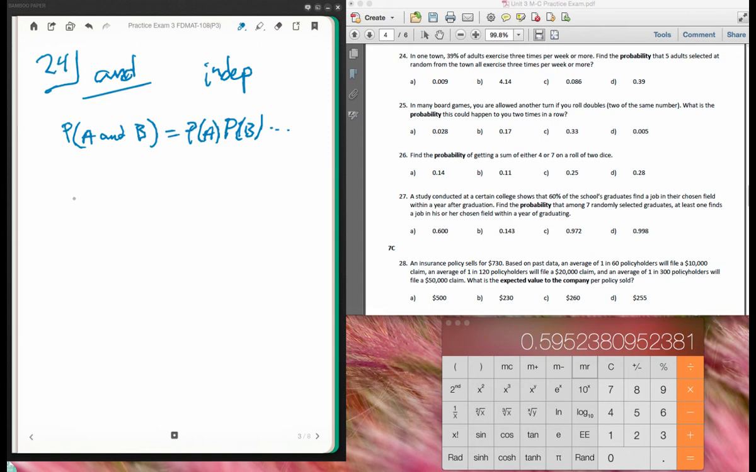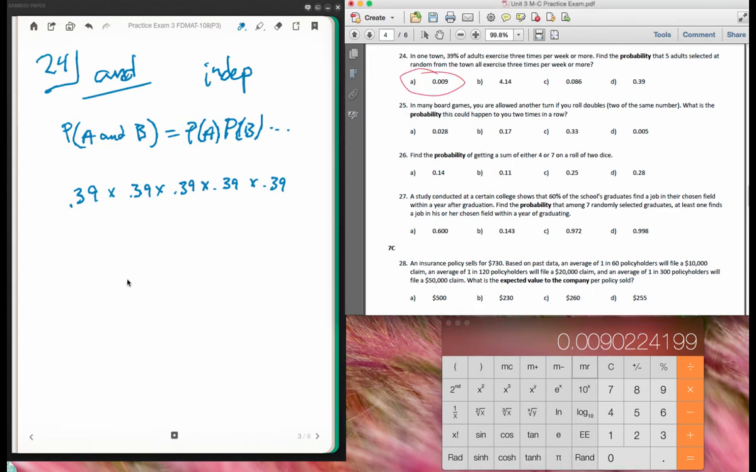So I have 5 adults, so I have 0.39 times 0.39. There's my second adult. Since it's independent, I can use the same probability for each of those. Now I have 5 adults, so I go 0.39 times 5. You can also do that by raising to the 5th power. Okay, so 0.009 would be my answer. A is the correct answer on this one.